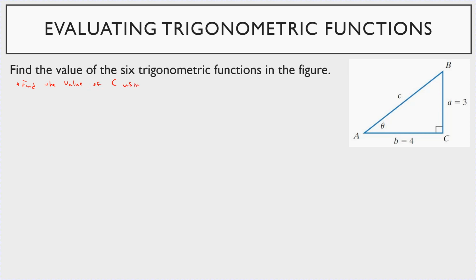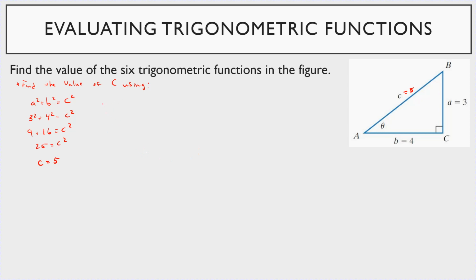So find the value of c using a squared plus b squared is equal to c squared. So this is 3 squared plus 4 squared is equal to c squared. So this is 9 plus 16 is equal to c squared. 25 is equal to c squared. So when you take the square root here, obviously c is going to be equal to positive 5. You can reject the negative 5 here, right? Because the length of a side of a triangle has to be positive.